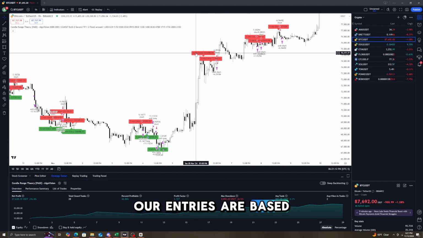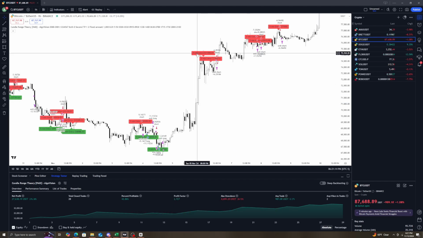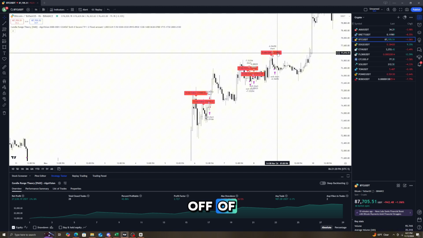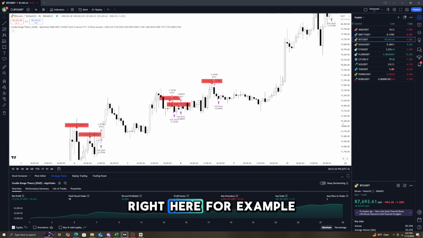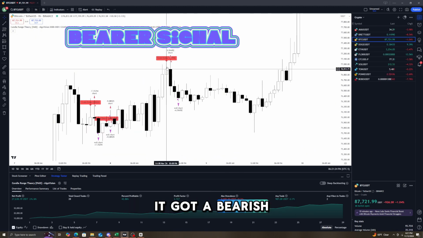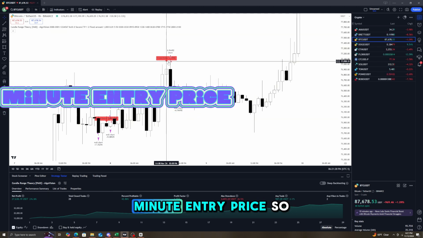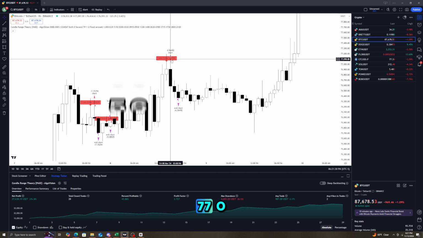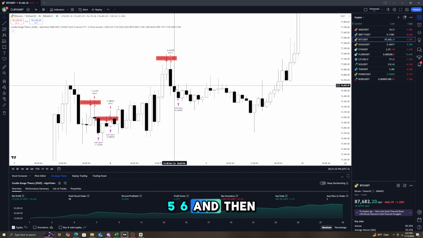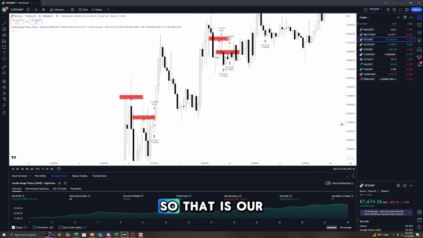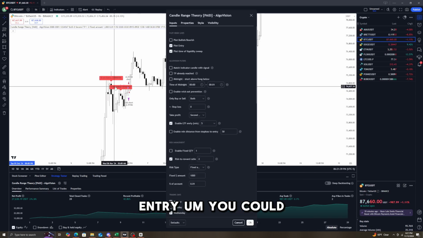So the plotting takes away the entry. Our entries are based off of a lower time frame entry. So it gives an entry price and signal, and that's what the strategy uses to enter off of, so these prices. So right here, for example, it got a bearish signal. It took an entry at this triangle right here, which is our 5-minute entry price, 77.056, and then it took profit at the low of candle 1. So that is our entry.